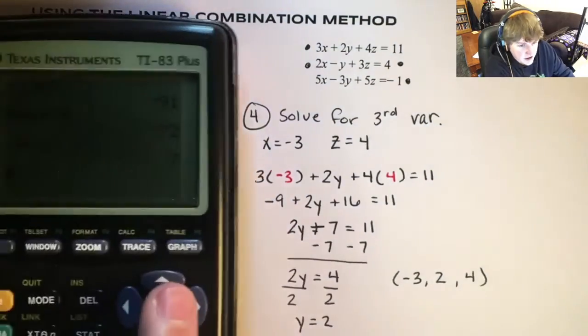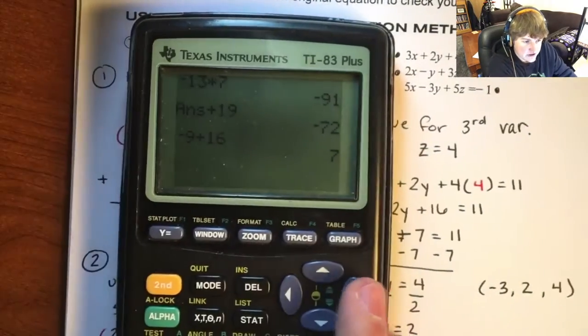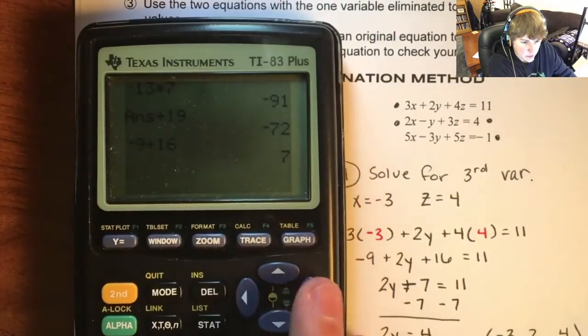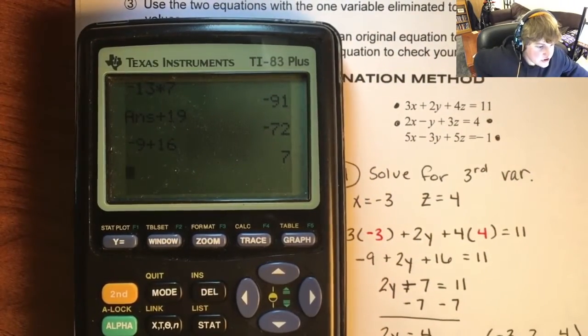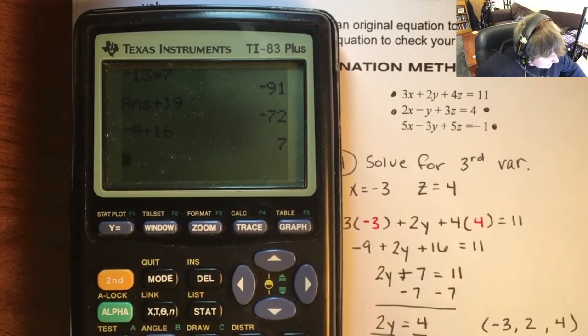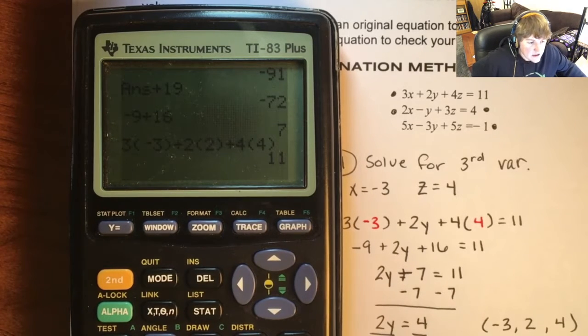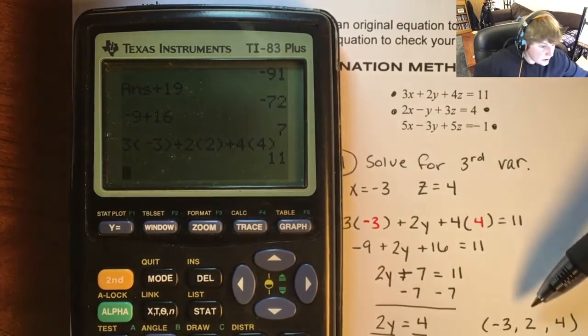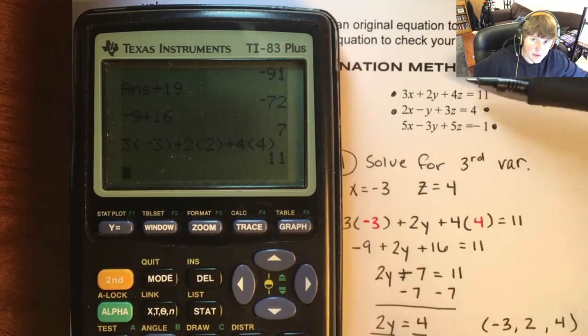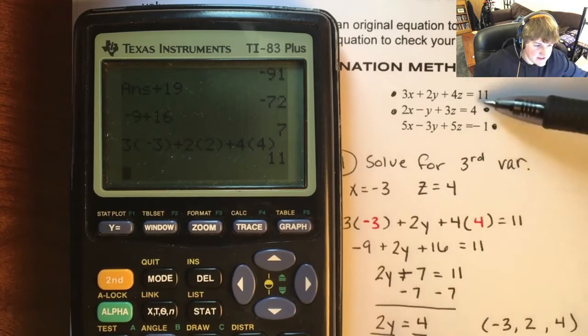Okay, so I'm going to put my calculator right over here. Hopefully I can put it in a spot where it's a little more well lit. And then I can just plug in my work. So here, the first equation is 3 times x, which is negative 3, plus 2 times y, which is 2, plus 4 times 4, which is z. When I hit enter, I should get 11. So what does that mean? That means this ordered triple I have written down here is a solution to the first one. But it's not a solution to the system unless it's a solution to everything.